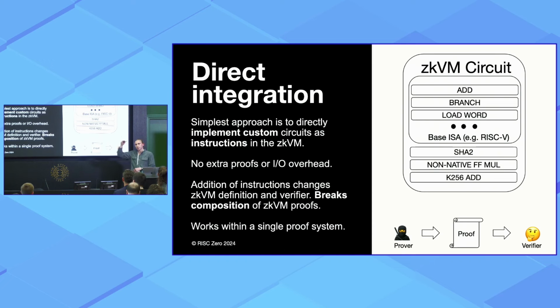No extra proofs are needed, no I/O overhead. It's all tightly integrated. The downside is that you're adding complexity directly to your zkVM, and every time you add a new instruction or a new accelerator, you change the definition of the zkVM itself and, as a result, the definition of the verifier. So you have two effects from that.